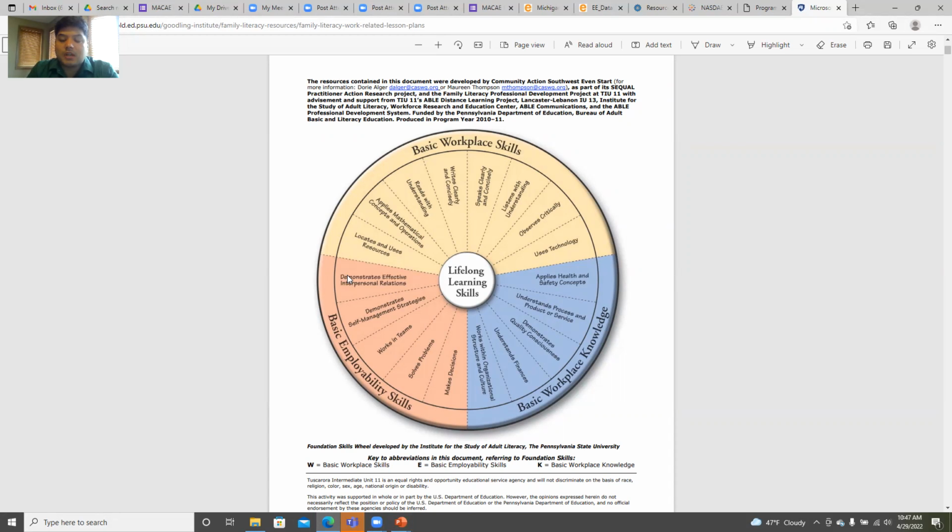How do I know this information? Where did I get this information from? Is this information accurate? Do I need to compare and look at other information? Which are skills that we're always teaching in our adult education classrooms, right?